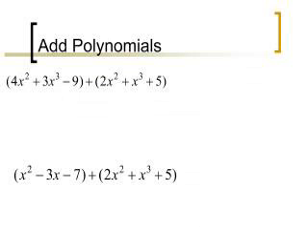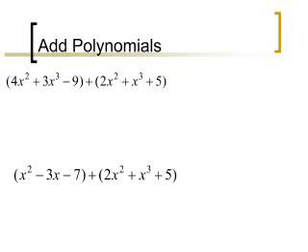All right. Let's look at now what we do when we add polynomials. So here we have 2 polynomials, 4x squared plus 3x cubed minus 9, plus another polynomial, 2x squared plus x cubed plus 5. Now, back in the beginning of algebra, you learned you can only add like terms. The same is true with polynomials. We can only add terms that have the same exponent power.